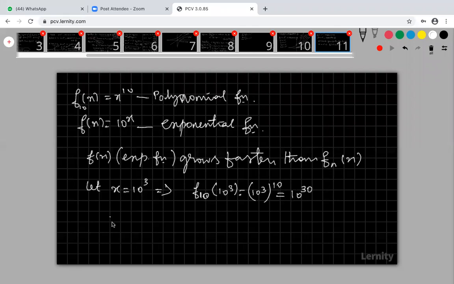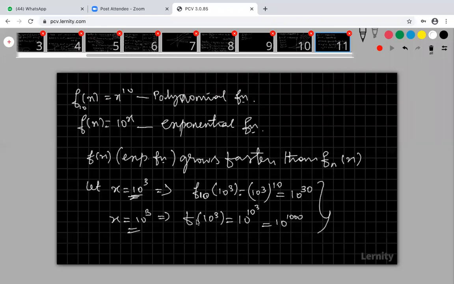Right, my x is equal to 10 cube, so what is my exponential function? See that my exponential function f of x is 10 power x, so this is 10 power 1000. Now look at the difference between these two. The x value is the same, but what about the function value? Here the function value is 10 power 30 only, but here the function value is 10 power 1000. Look at the difference between these two values for the same x value.